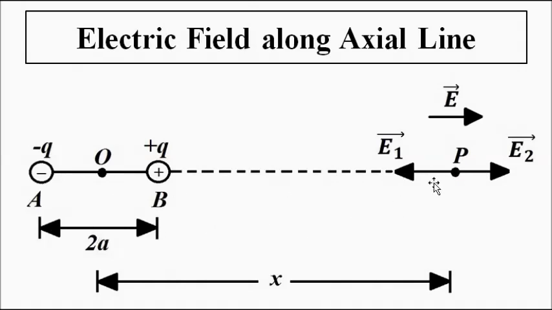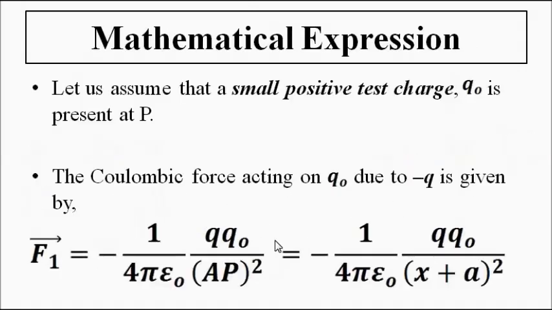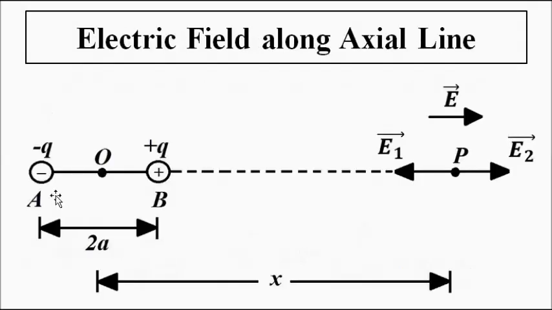So as per Coulomb's law, it is directly proportional to the product of the two charges and is inversely proportional to the square of the distance. So this separation distance AP is nothing but OP plus OA, x plus A. OA is equal to A. This point O is equidistant from A and B, and it has a value of A, and this distance OP is x.